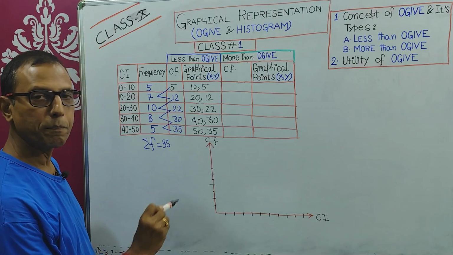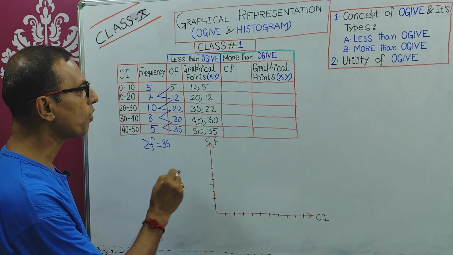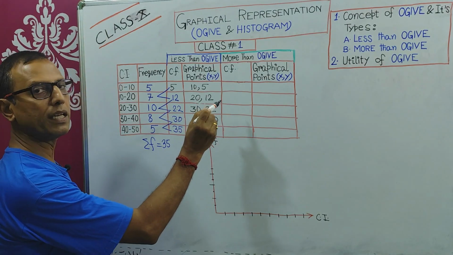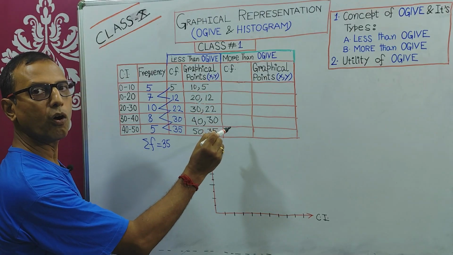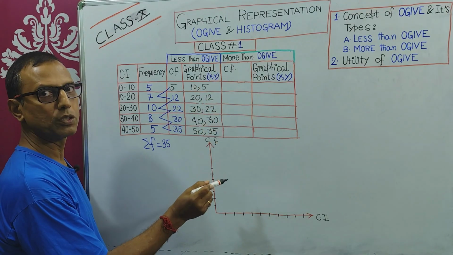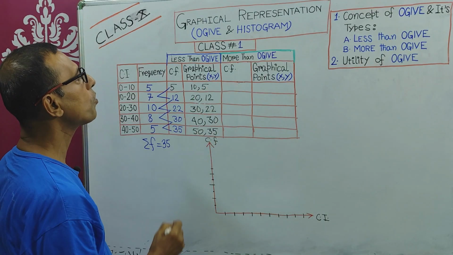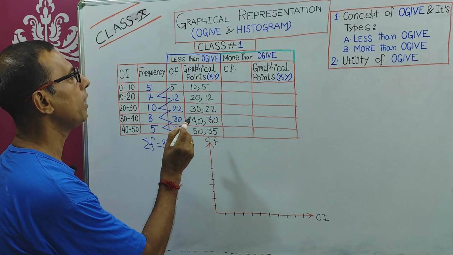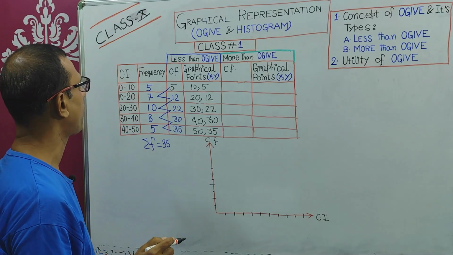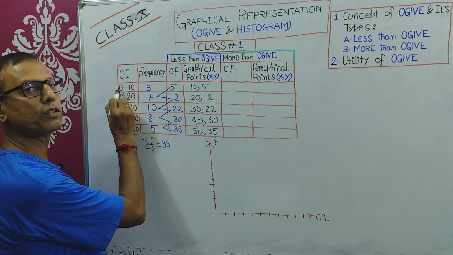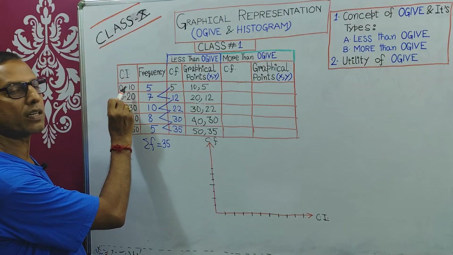So now we will plot these points. But before plotting these points, let me do the same thing also for more than ogive. Then we will plot the data for both the curves, right? Now for more than ogive, we are going to take the lower bound against each of the class interval.